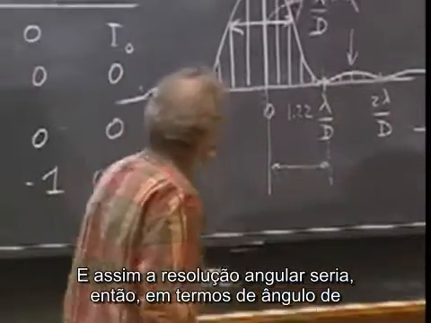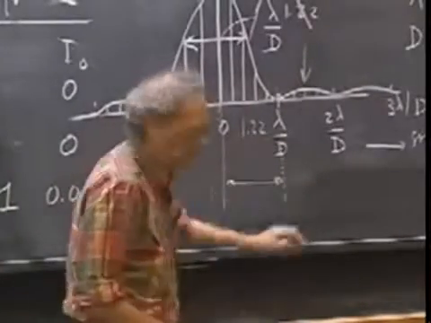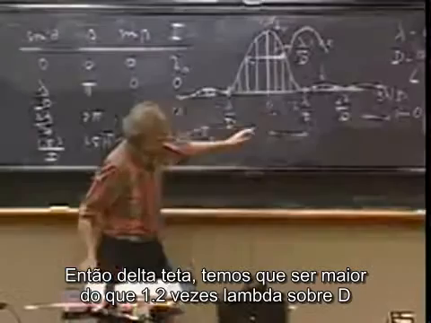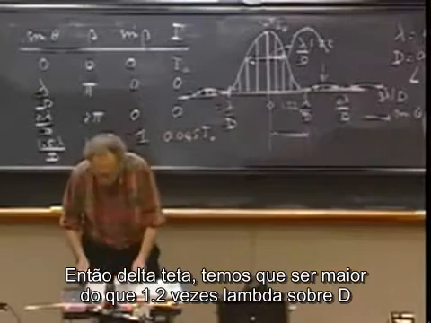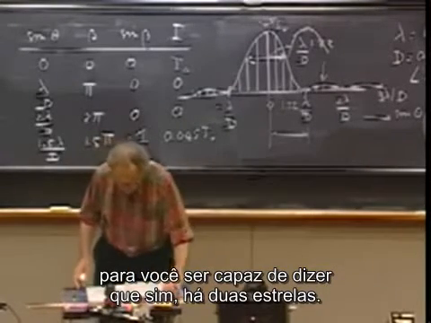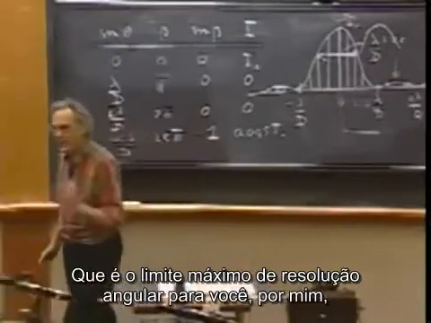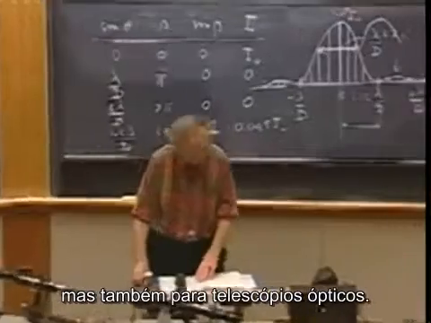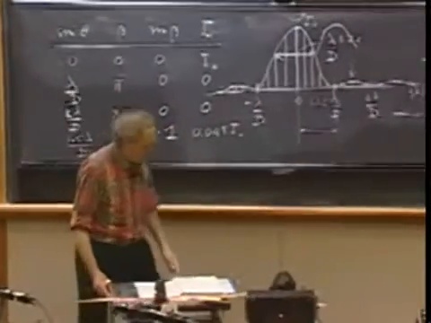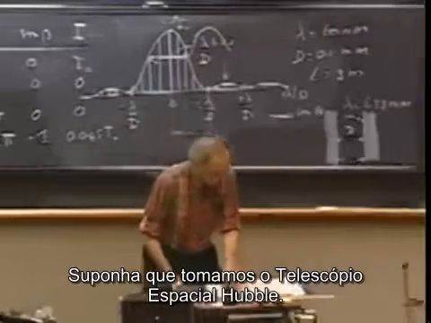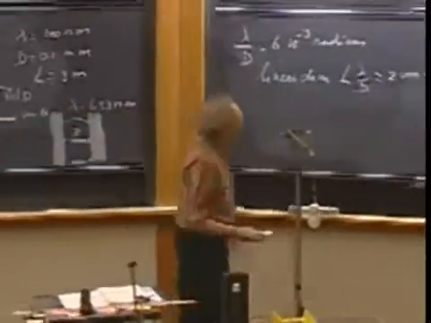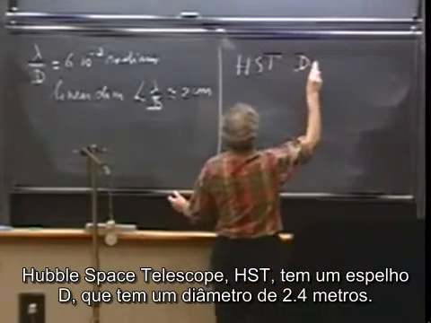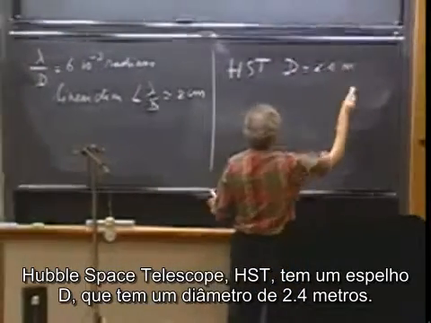And so the angular resolution would then be, in terms of angle, 1.2 times lambda divided by d. So delta theta would have to be larger than 1.2 times lambda over d for you to be able to say, yes, there are two stars, which is the ultimate limit of angular resolution for you, for me, but also for optical telescopes. Suppose we take the Hubble Space Telescope. The Hubble Space Telescope, HST, has a mirror D, which has a diameter of 2.4 meters.